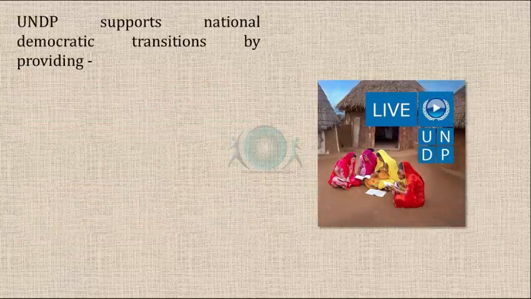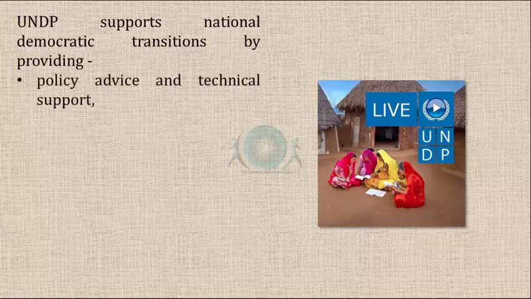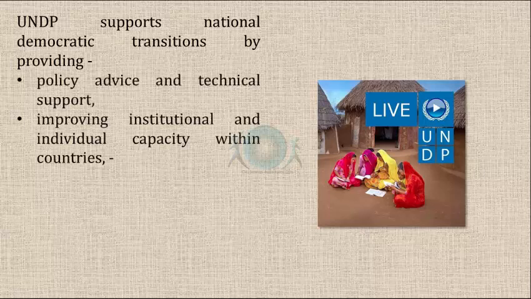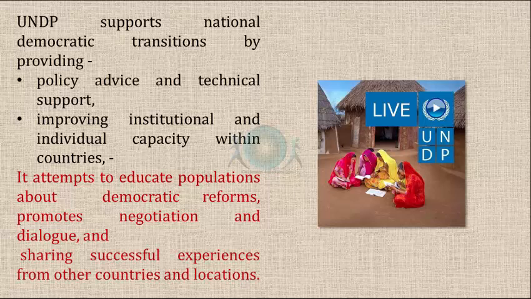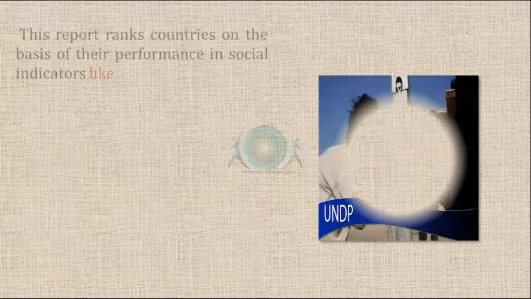UNDP supports national democratic transitions by providing policy advice and technical support, improving institutional and individual capacity within countries, and it also attempts to educate populations about democratic reforms, promotes negotiation and dialogue, and it shares the successful experiences from other countries and locations.